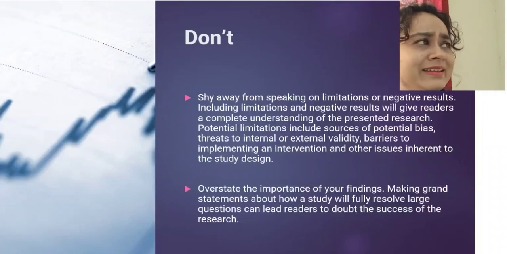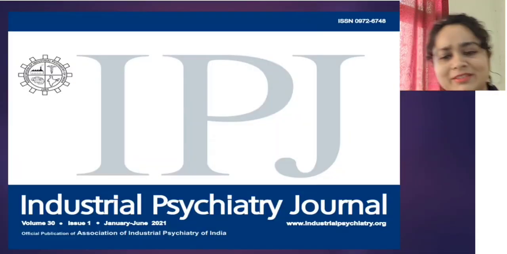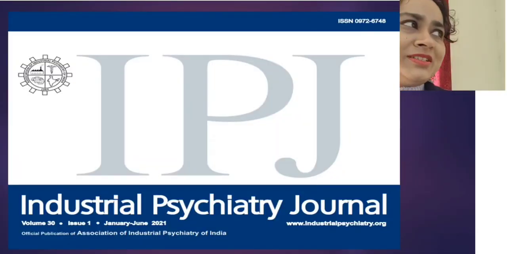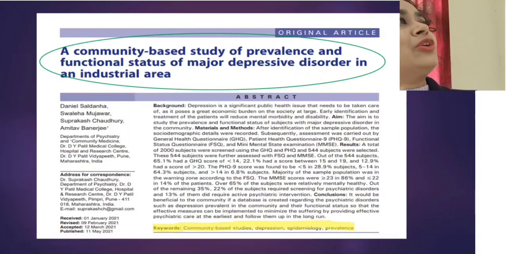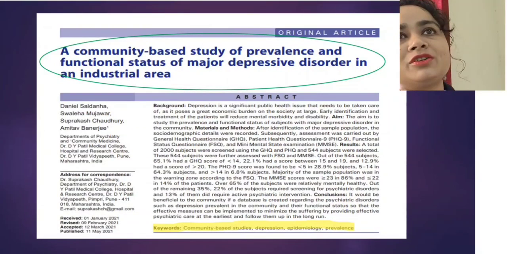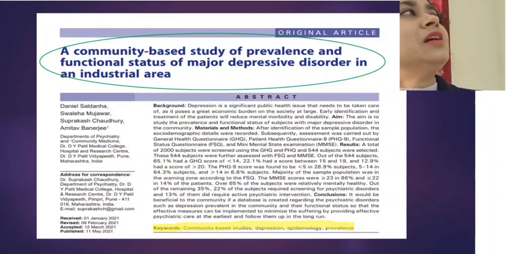So now an example about my own research, which I had done and which was published in the Industrial Psychiatry Journal. This research was a community-based study of prevalence and functional status of major depressive disorder in an industrial area. So this was the title of the study, and after the title, the abstract is given. The abstract is just a small summary of whatever we are going to have. But in this, the important thing is the keywords.